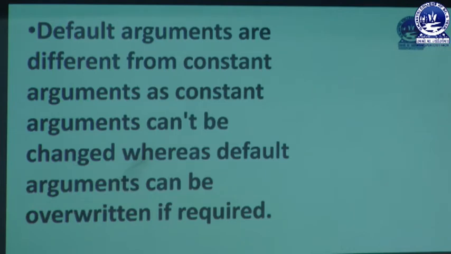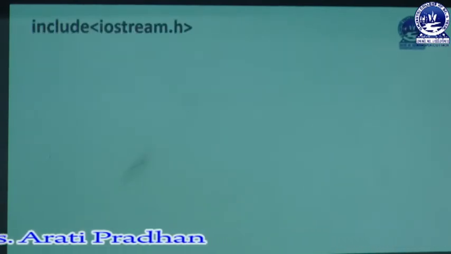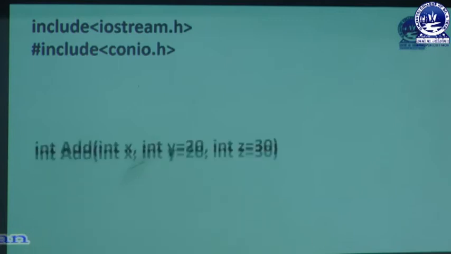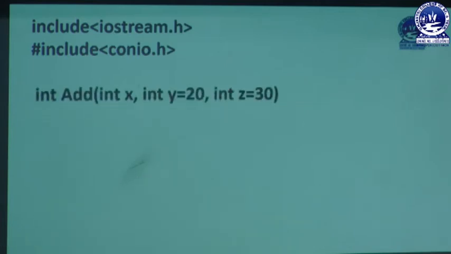Okay. This is the difference between default argument and constant argument. Here I am taking one example of default argument so that you will be clear on the concept. #include <iostream.h>, #include <conio.h>. Here I have used one function, int add, and inside int add I have used three variables: int x, int y and int z. And here int y is initialized with 20, int z is initialized with 30.